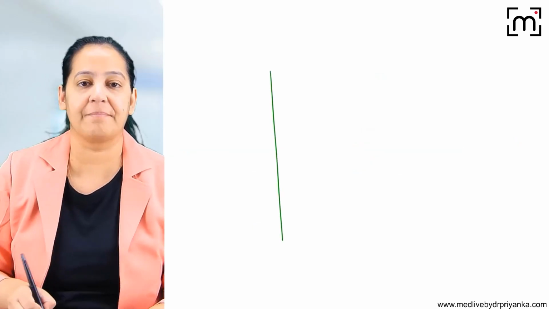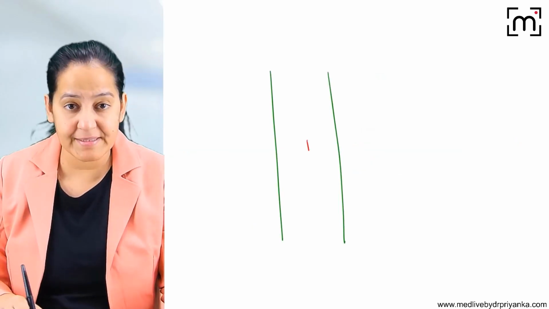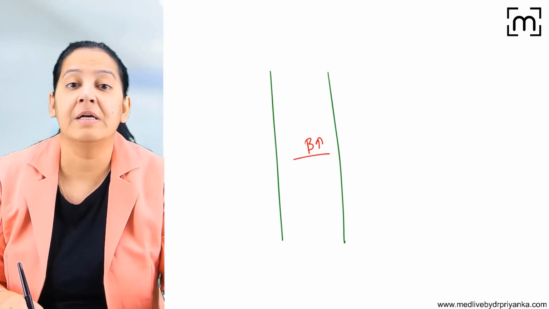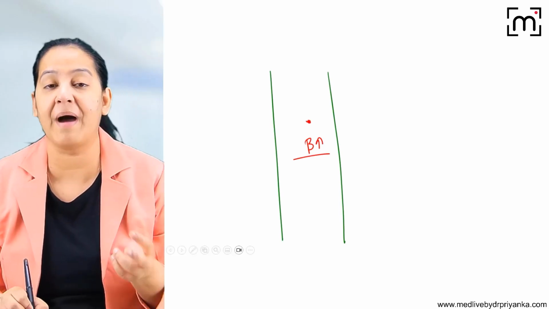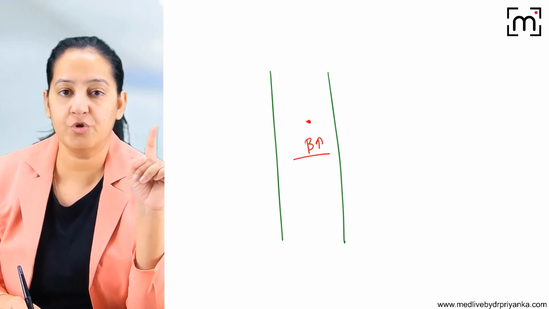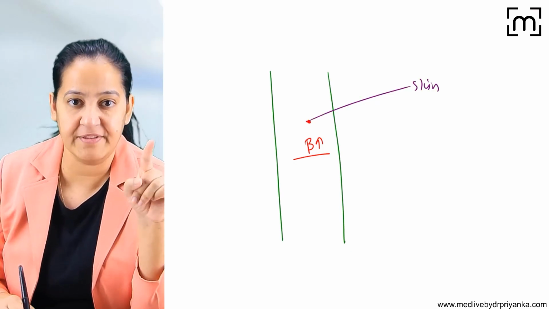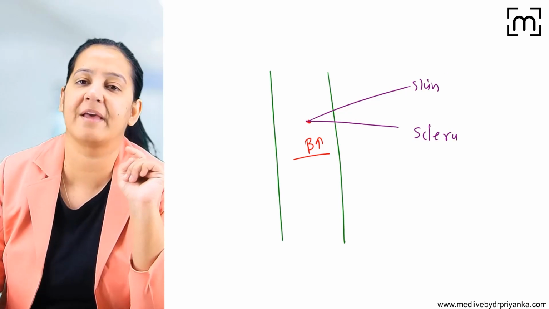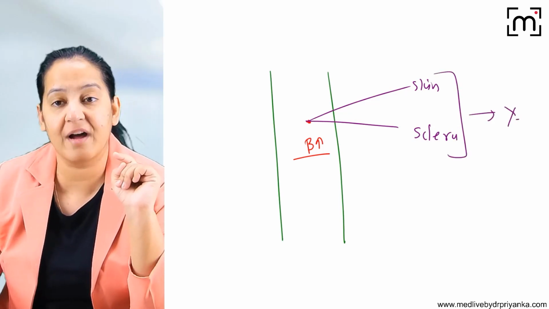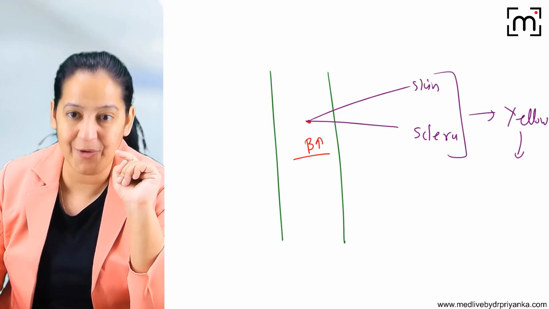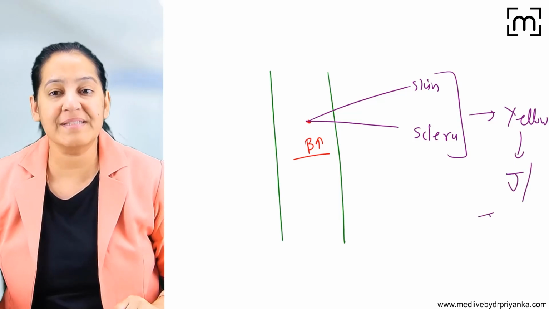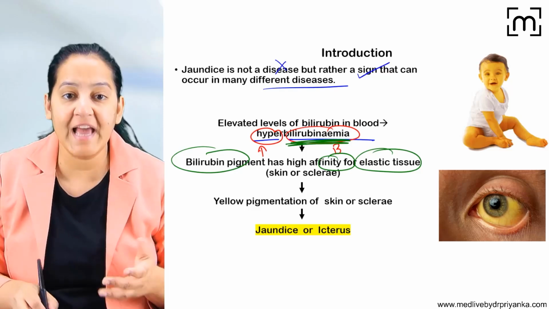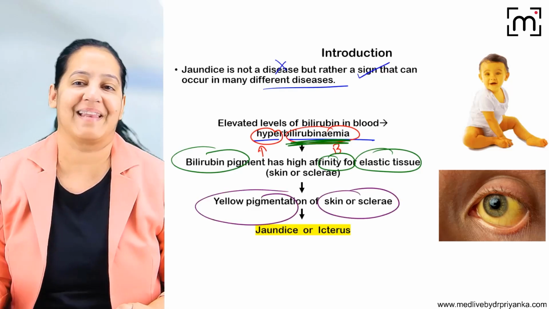So this is a blood vessel. Whenever the bilirubin concentration in the blood is high, that is known as hyperbilirubinemia. This high concentration of bilirubin binds with the elastic tissue present in the skin. So it will bind with the skin, and it will bind with the sclera of the eye. So skin and sclera look yellow in color, and that yellowishness is known as jaundice. It is also known as icterus. So jaundice and icterus are synonyms. They are the same. That is yellowish pigmentation of skin and sclera.